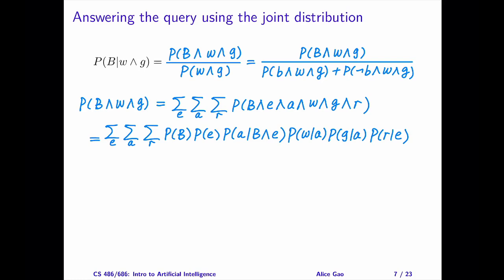This expression illustrates how we can calculate the probability using the joint distribution. First, we'll calculate all the joint probabilities using the Bayesian network. After that, we'll sum out the hidden variables to get the joint probability over B, W, and G only. Finally, we'll use the product rule in reverse to calculate the conditional probability.